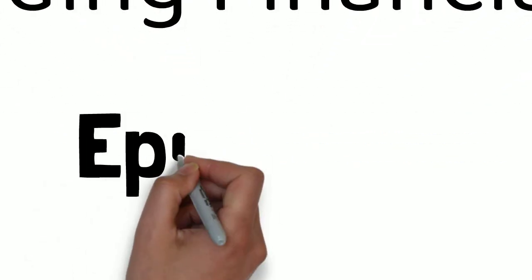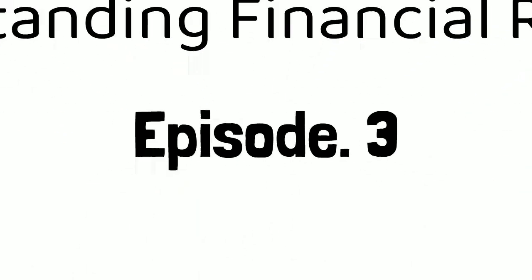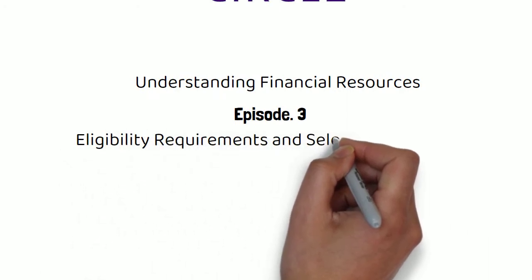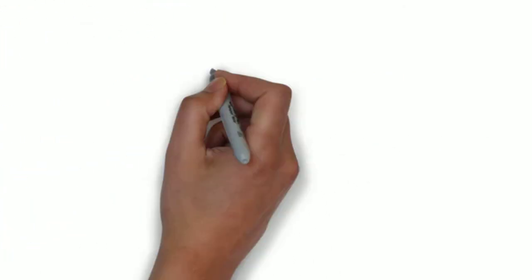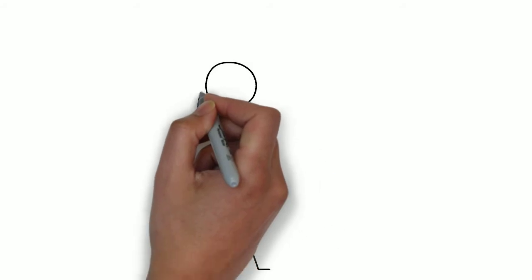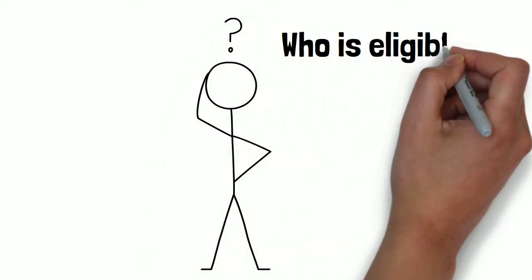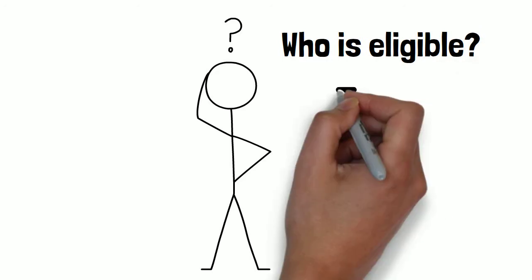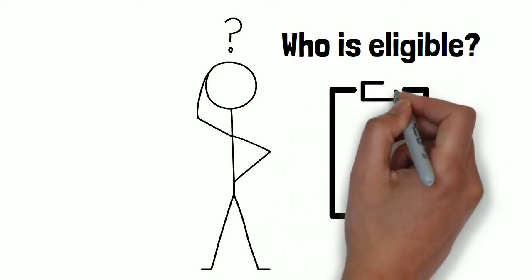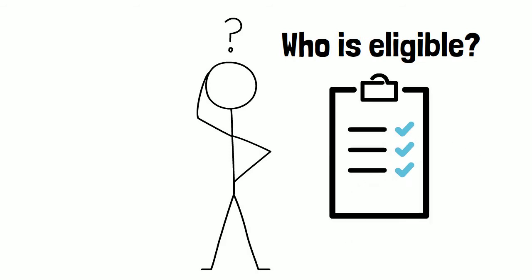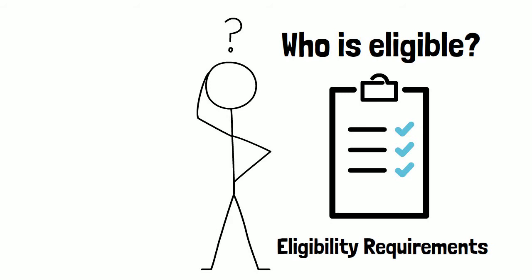In episode 3, we'll talk about eligibility requirements and selection criteria. In this video, we will review the differences between eligibility requirements and selection criteria. Now, to determine who can apply for a particular scholarship, the entity offering the scholarship will list the eligibility requirements.